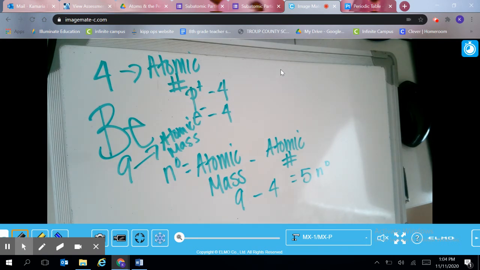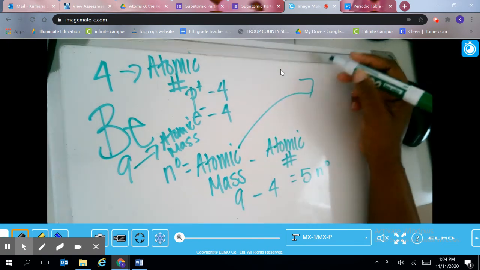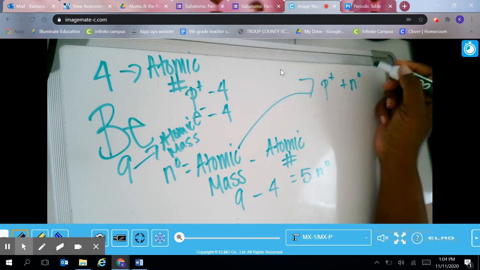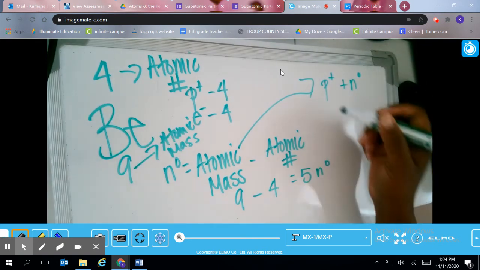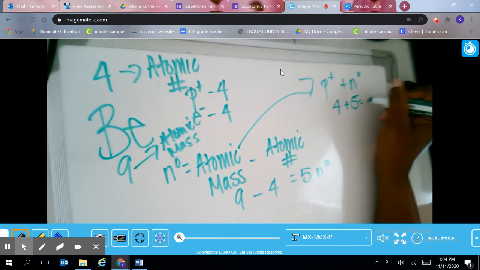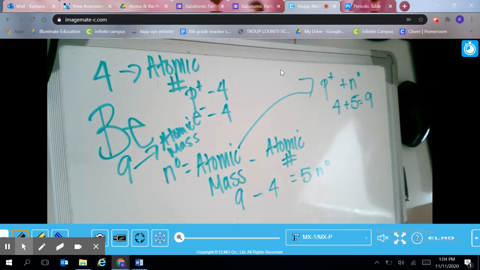If I really wanted to check myself, remember the atomic mass is also protons plus neutrons. So let me say I'm not sure if my atomic mass is correct. I can just add up my protons, which is 4, plus my neutrons, which is 5, and that gives me 9. There's always a way for you to check yourself with math. And that's it.